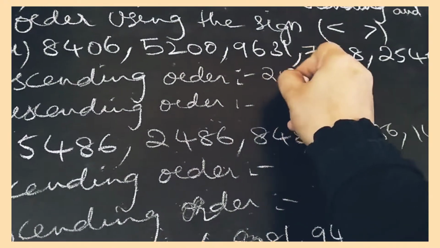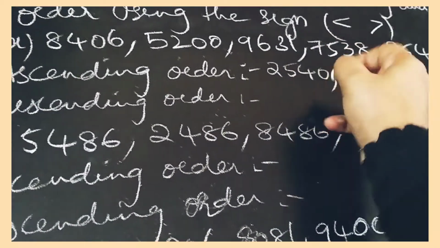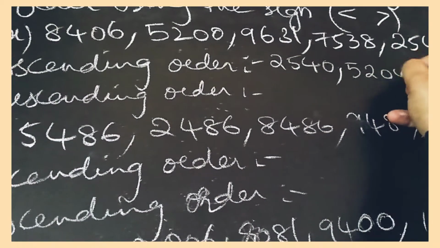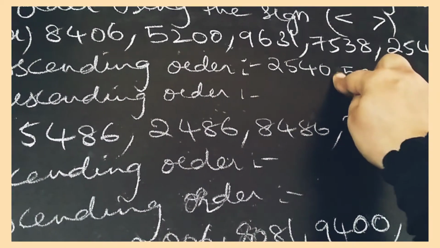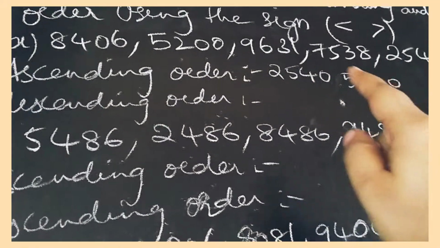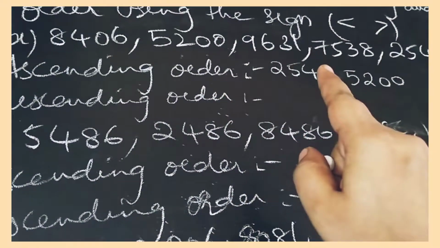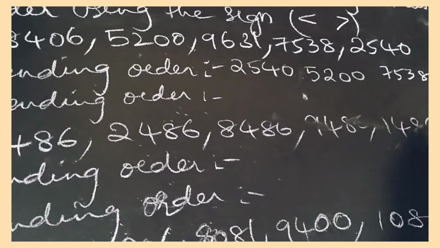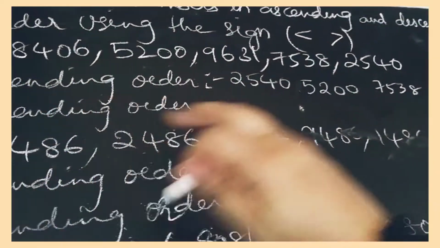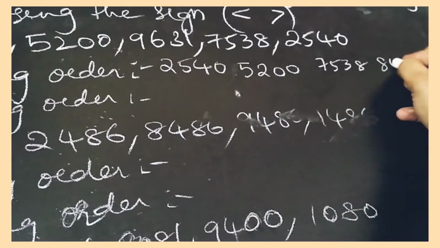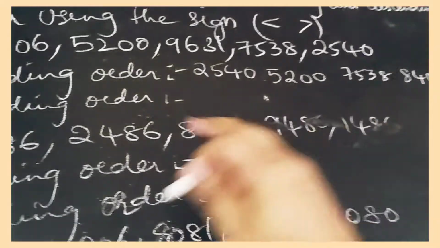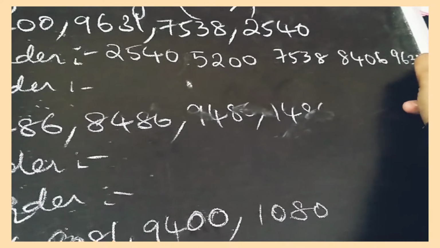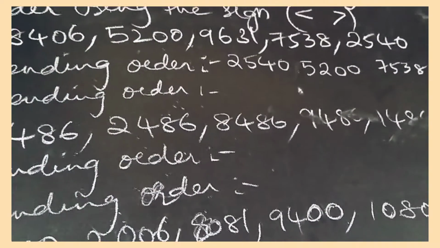2540. Then the second one is 5000, 5200. We have to write this ascending order in symbols. So the next one is 7000, 7538. Then the next one is 8406. Then 9631. So you have to write the ascending order with symbols.